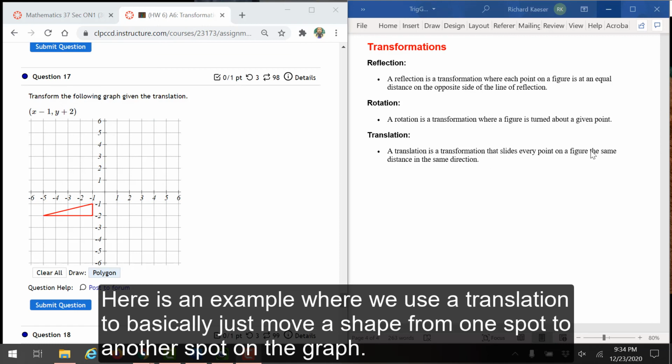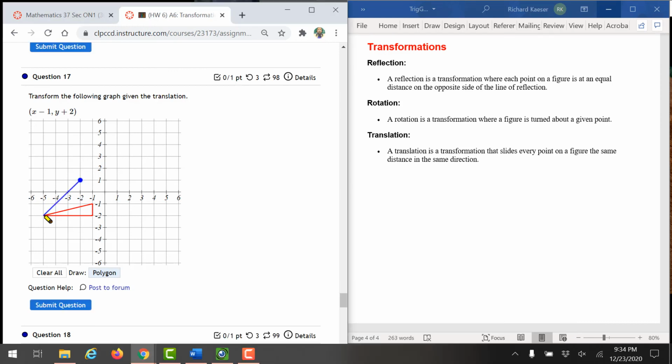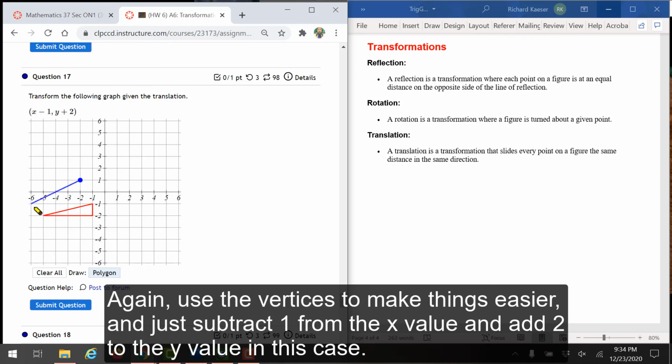Here is an example where we use a translation to basically just move a shape from one spot to another spot on the graph. Again, use the vertices to make things easier, and just subtract 1 from the x value and add 2 to the y value in this case.